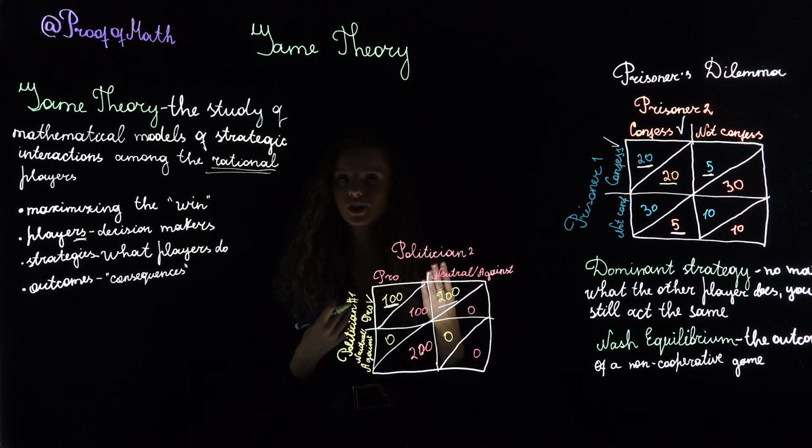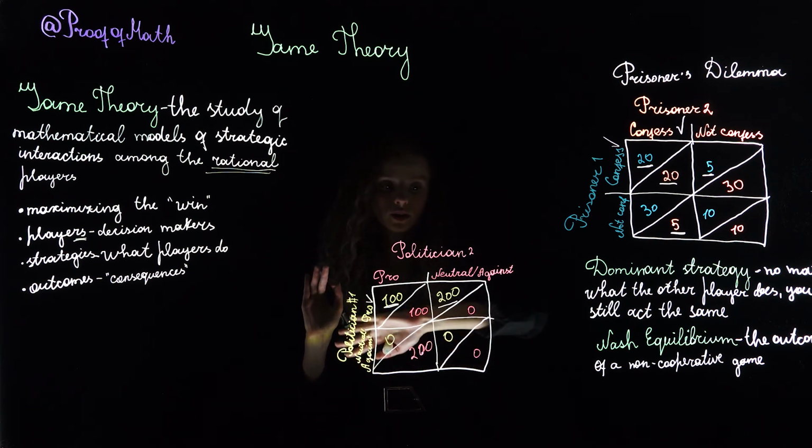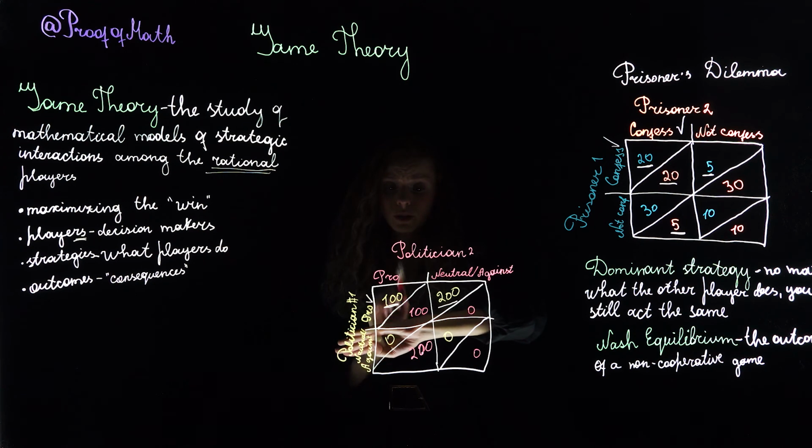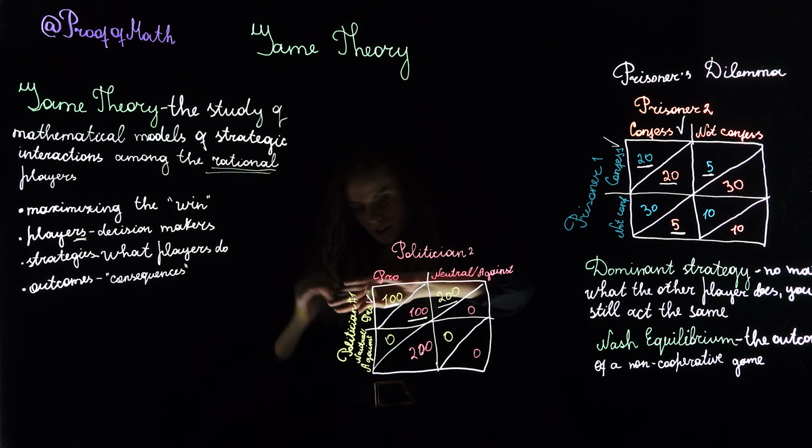Let's look at the same situation for politician number 2. Politician number 1 chooses to be pro-Bitcoin. What should politician number 2 do? He has a choice either to be pro-Bitcoin or neutral or against it. If he is going to be pro-Bitcoin, he's going to have 100 people supporting him. I'm just going to underline them. Same thing goes if politician number 1 stays against Bitcoin. So I'm just going to cover this.